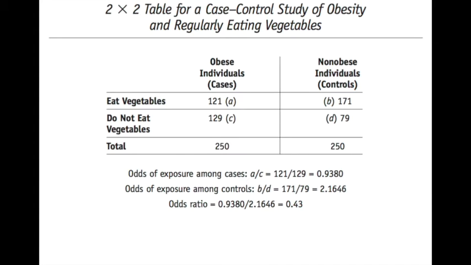The results of this study show that eating vegetables was less likely to be found among cases than controls. Eating vegetables, thus, could be a protective factor. Hence, the odds ratio can also measure how much smaller the odds of exposure are among cases as compared to controls.